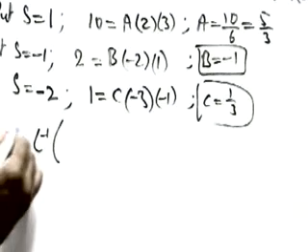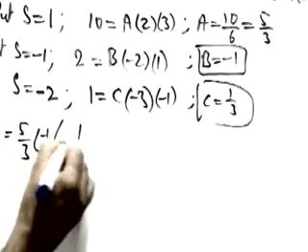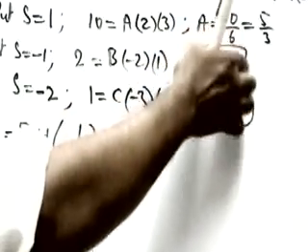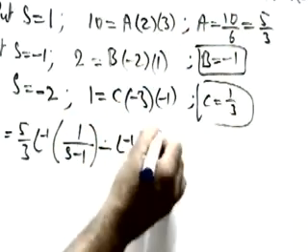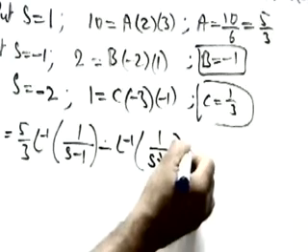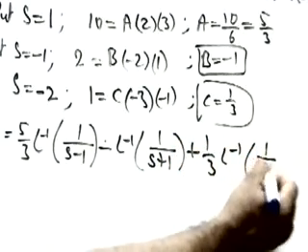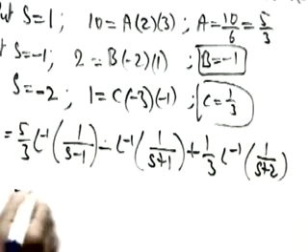So what is the value of a here? 5 by 3. Write this outside. 5 by 3, 1 divided by s minus 1, plus b. The b value is minus 1, so minus Laplace inverse of 1 by s plus 1, plus c is 1 by 3, Laplace inverse of 1 by s plus 2.